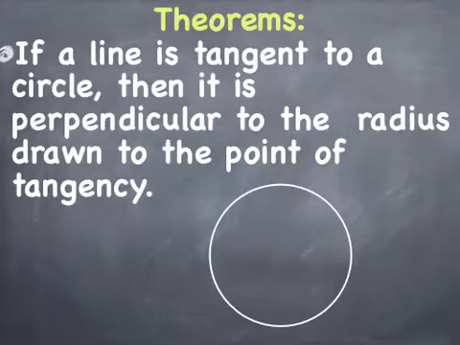Some theorems that we need to talk about. The first one is, if a line is tangent to a circle, then it is perpendicular to the radius drawn to the point of tangency. So if we have this circle and we have a tangent line, we should be able to draw in the radius to the point of tangency, and those two lines should intersect to form a right angle. If they do not intersect to form a right angle, then it would not be a tangent line.